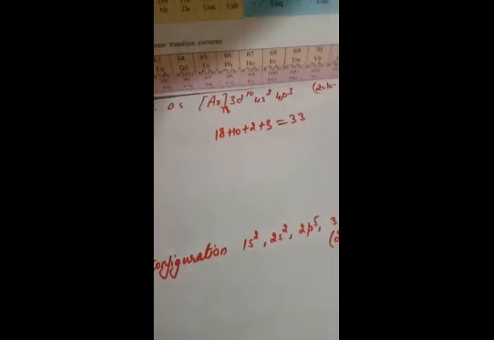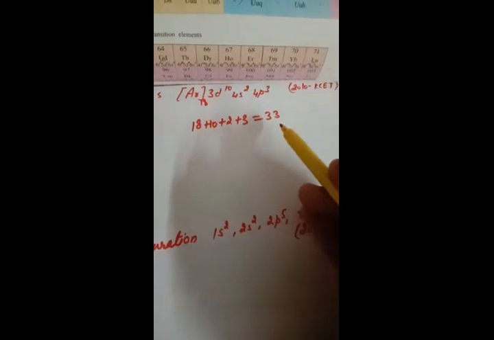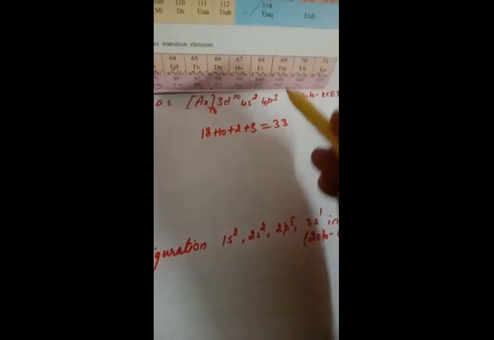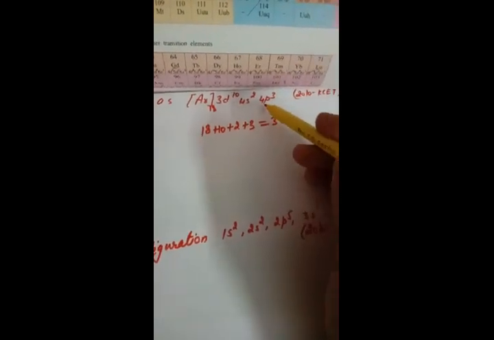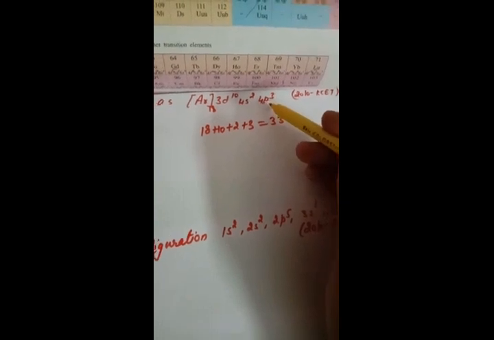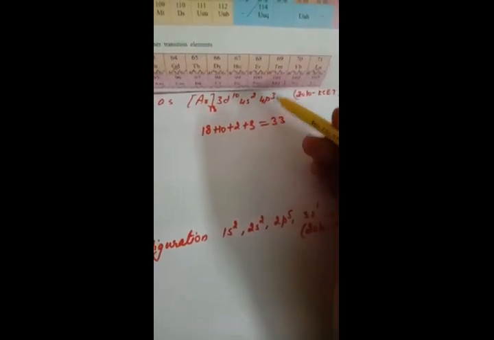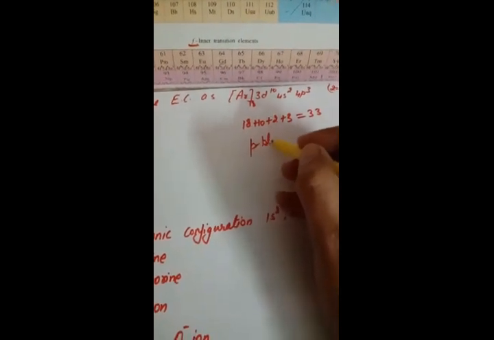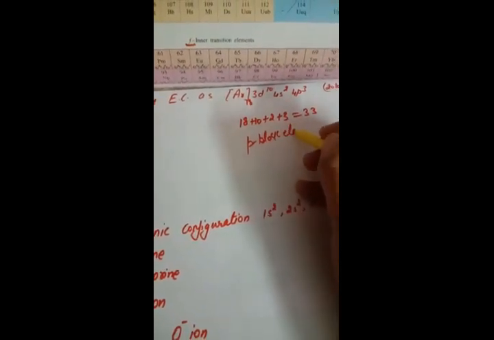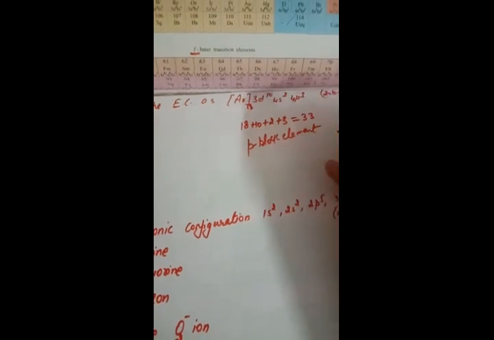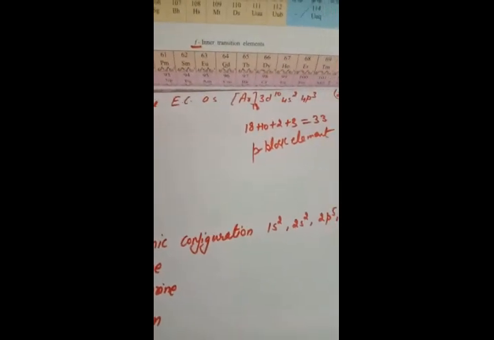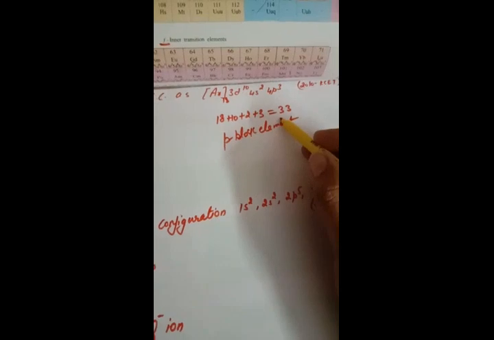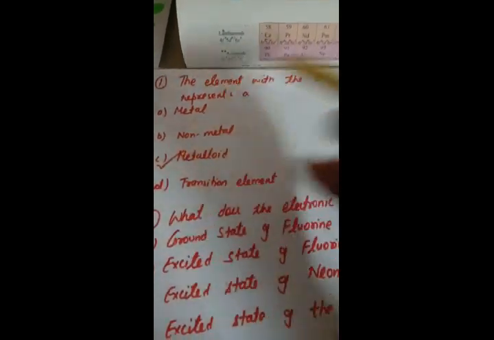Now this electronic configuration shows that the p orbital of the element is not complete. It is 4p3. In a p orbital, a maximum of 6 electrons can be accommodated. So it's clear that it's a p block element. And moreover, the atomic number of the element is 33. It means it's a metalloid. So we'll take metalloid here.